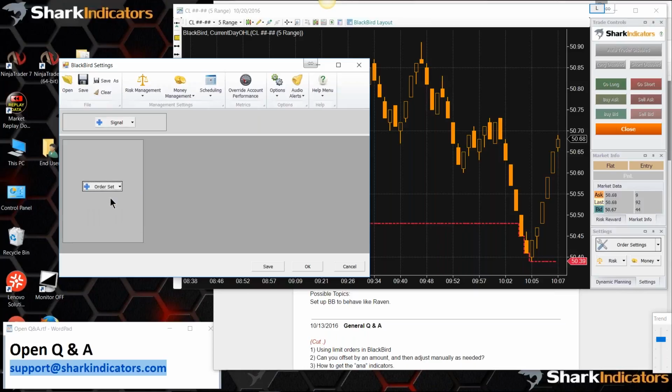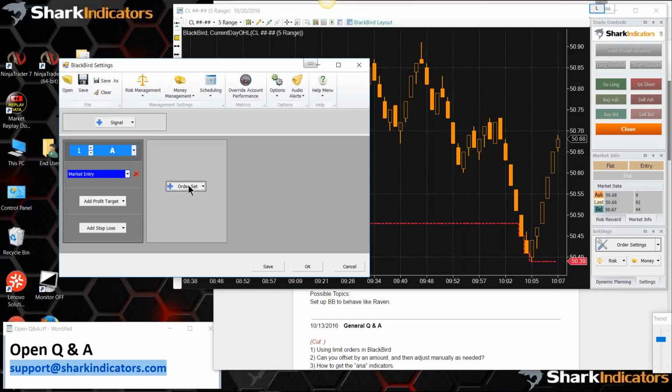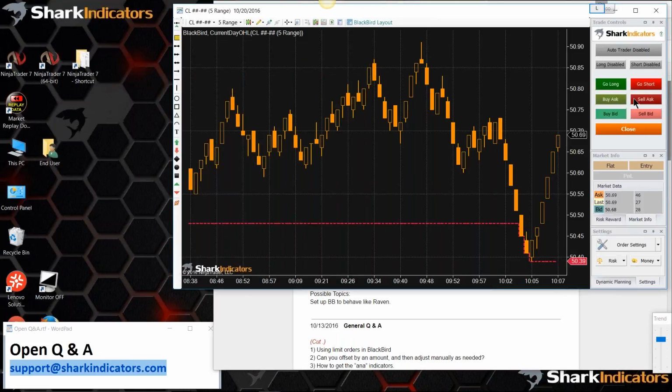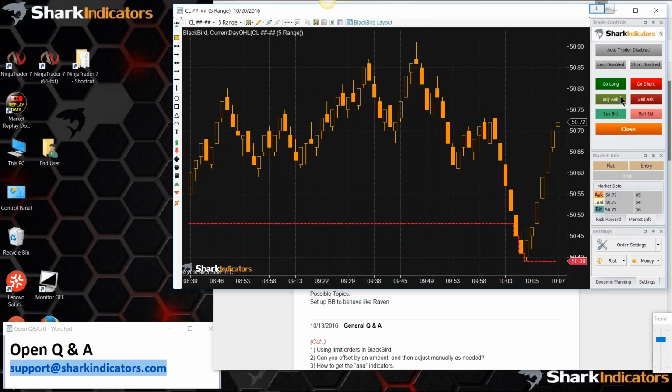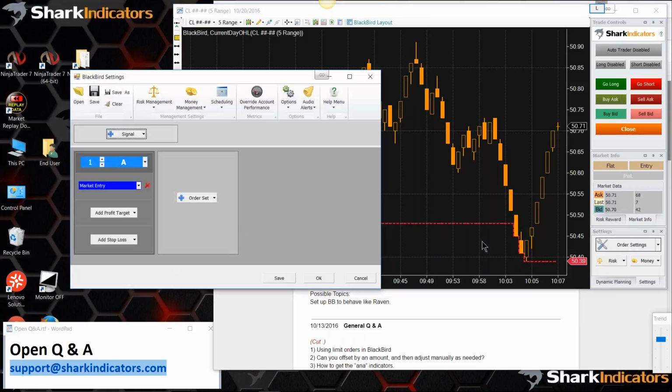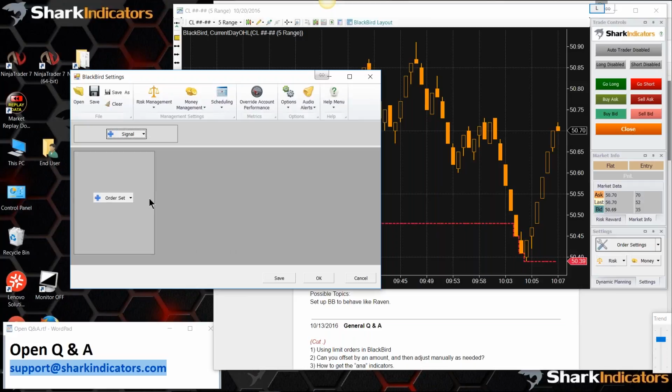But once we get an order set, if I just put a market order on there and click OK, you'll notice that the trade controls are ready to go now, because at least we can place a market order there. Anyways, just a little side note. So let's get back into our order settings. And actually, let's stop that.